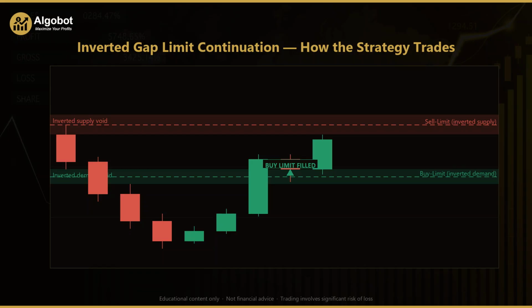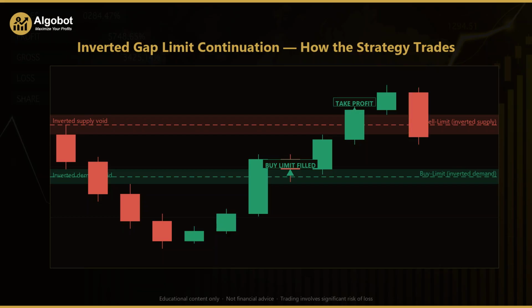A couple of candles later, price retraces gently back down and touches the level, and the buy limit fills around 1.0863. From there, price lifts away to the upside and reaches the fixed reward to risk take profit near 1.089. That completes the long example.